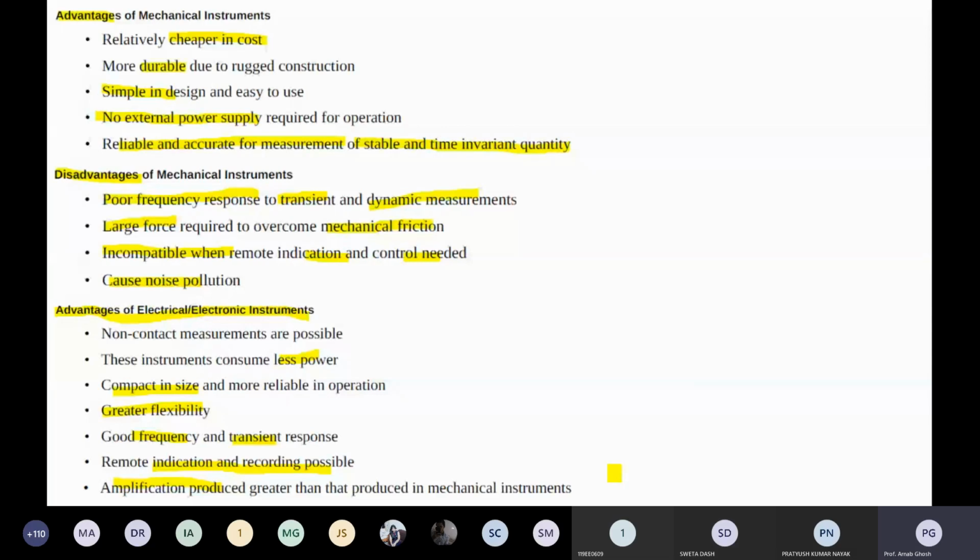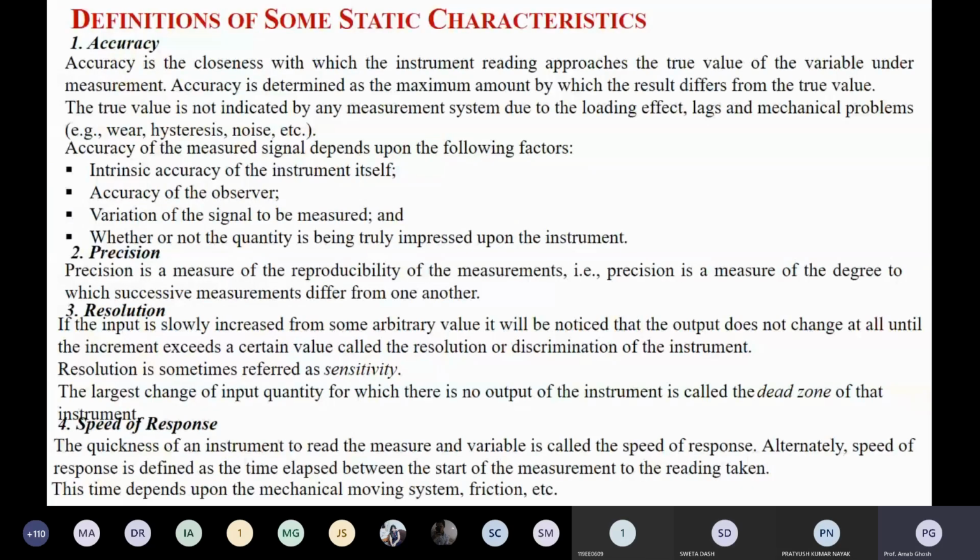So, another set of definitions, most important ones: accuracy. The next one is precision. The third one is resolution and speed of response. So what do you mean by that?